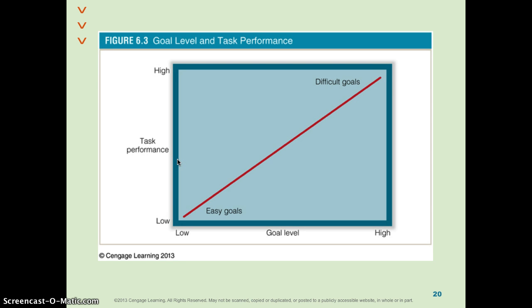With goal level and task performance, what has been documented is that someone will have the best performance when they have a goal that is difficult, however not too difficult, rather than one that's completely easy and will go into boredom as soon as it's done. So that middle type of goal is the one that gets the best performance.